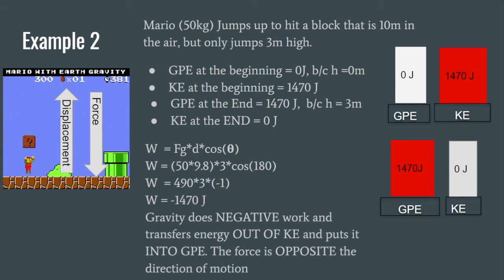What does this mean? Well, it just means that gravity is doing negative work and transferring energy out of kinetic energy, and it is putting it into GPE. The force is opposite the direction of motion. So if we look at what we said before about negative work, it's taking energy out of kinetic. And that's exactly what happened here. We ended with less kinetic than we started, so we did negative work.